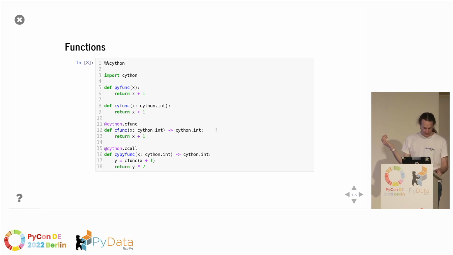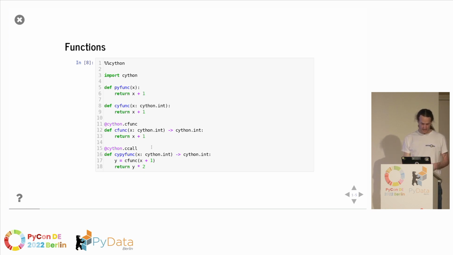Then, as I said, for calling your code from C code, you need something that's a C function. And for that, we have a decorator. It's called cfunc. So when I decorate this Python function here with cython.cfunc, I get a C function from it. Right? And this is a plain C function with a C signature, C calling convention, and I can even pass this around as a C function pointer.